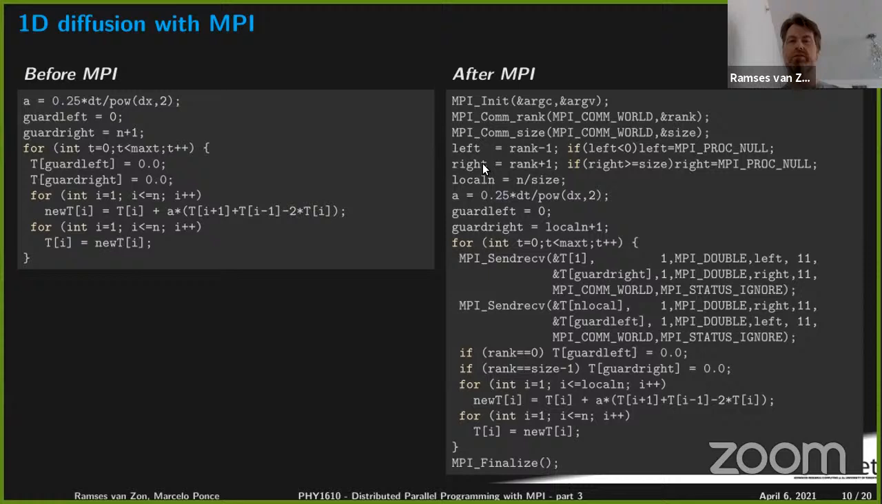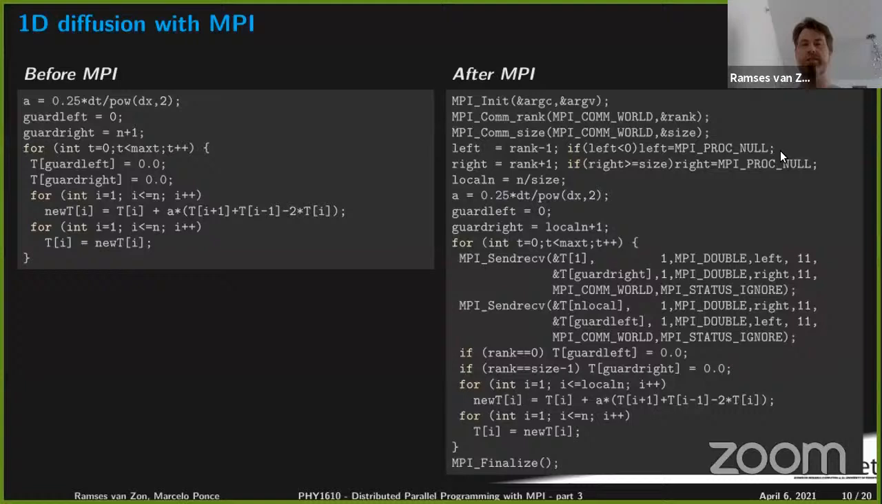We figure out who is my left neighbor, rank minus one, and who is my right neighbor, rank plus one, except if I'm on the very left, and then I use MPI_PROC_NULL as a special process number. That's not really a number; it says the left neighbor doesn't exist.